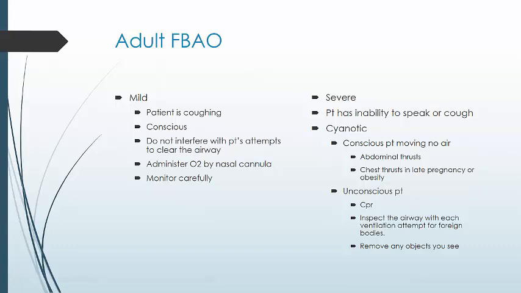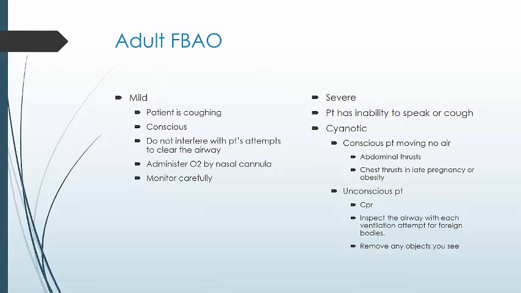So for mild obstruction, don't interfere with the coughing. If they're breathing and they're coughing, let them. Let them continue and encourage them to continue to cough to try to expel the obstruction on their own. An oxygen mask is going to potentially interfere with their ability to expel the obstruction. So what we're going to do is give oxygen by nasal cannula if needed.